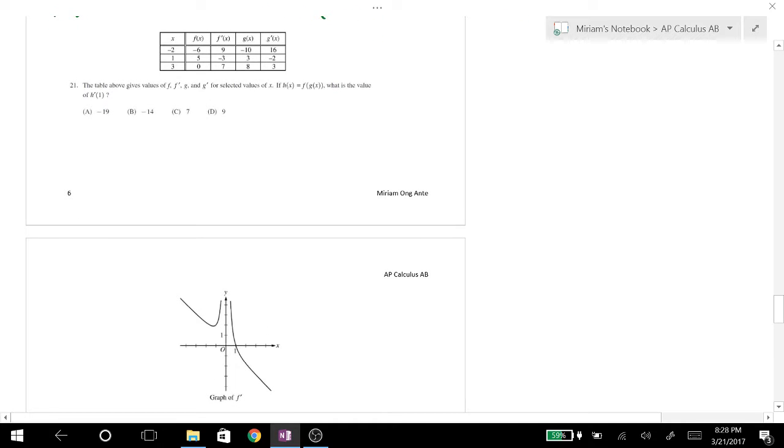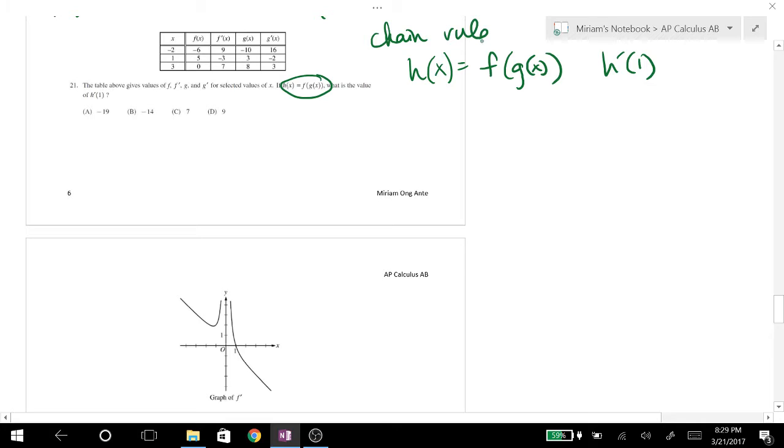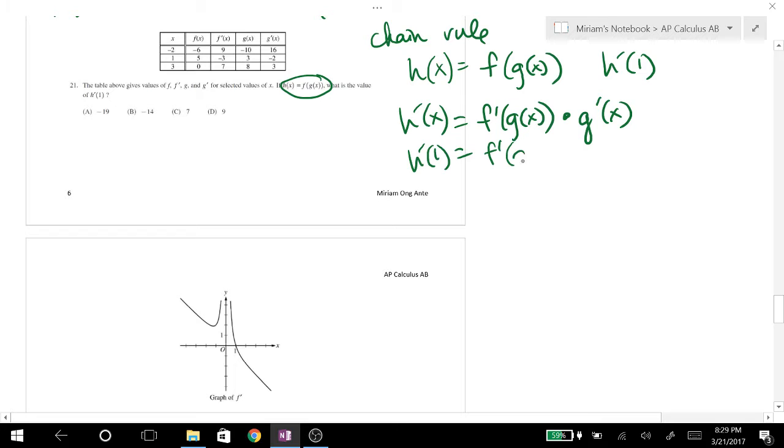All right, number 21. They give you a table of values. We haven't done this in a while, but you can do this. They give you h of x as f of g of x, and they want to know what's the h prime of 1. You need to get the derivative, so you need to do the chain rule. So that means the derivative of f, leave the inside parentheses alone, times the derivative of g, g prime of x. Okay, that's the derivative. Now simply plug in 1: f prime g of 1 times g prime of 1.